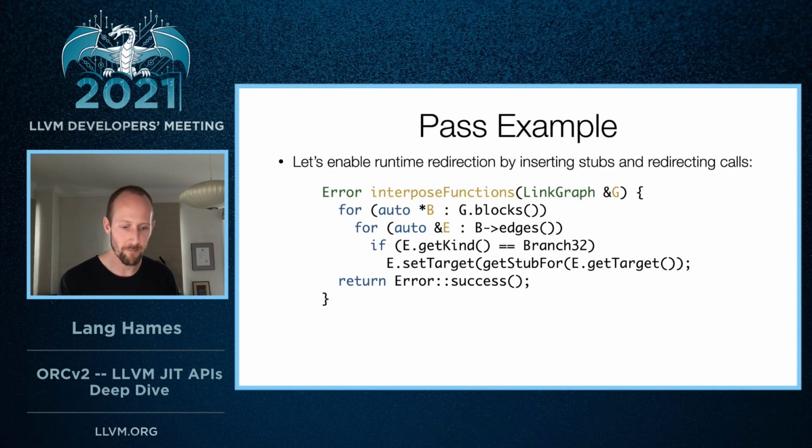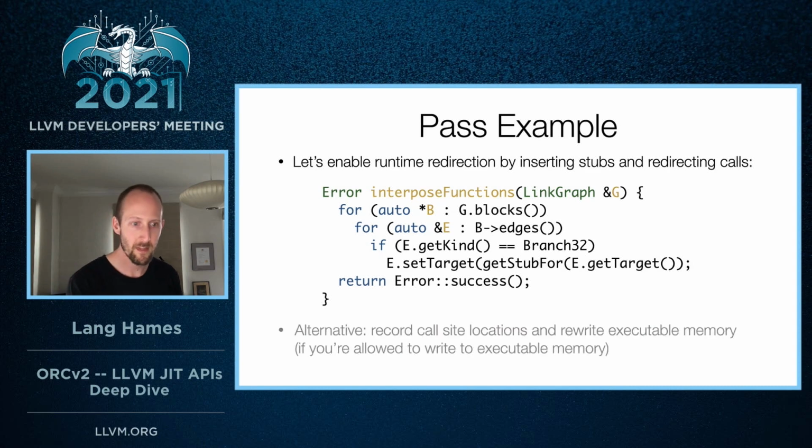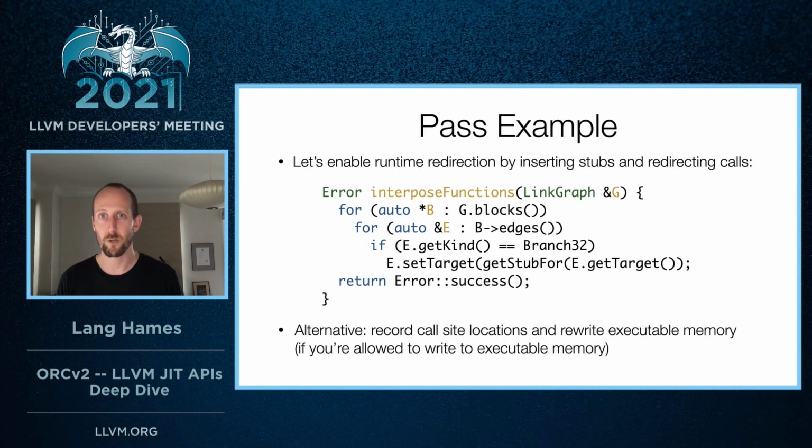The other thing that's really neat about this is that this isn't the only way that we could have enabled runtime redirection. We could have waited until after all of the addresses were assigned and then recorded the call site locations and rewrote text memory directly to redirect the calls. Now, you can only do this if you can get the ability to write executable memory, which some systems don't allow for security reasons. But the important thing to note is that we don't force any particular trade-off on you there. You can choose whichever one fits your security and performance constraints.